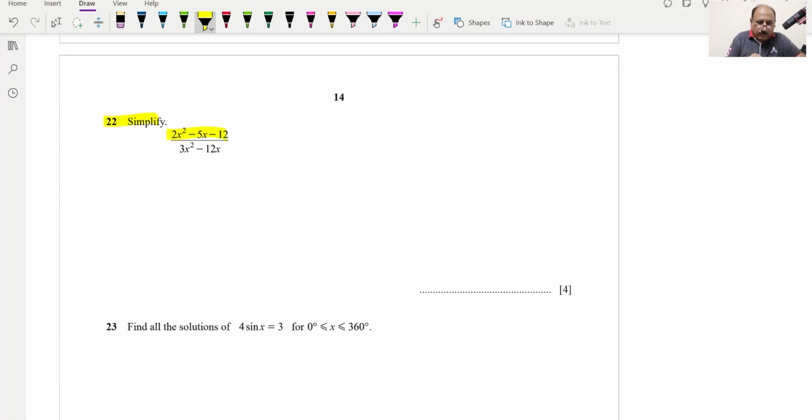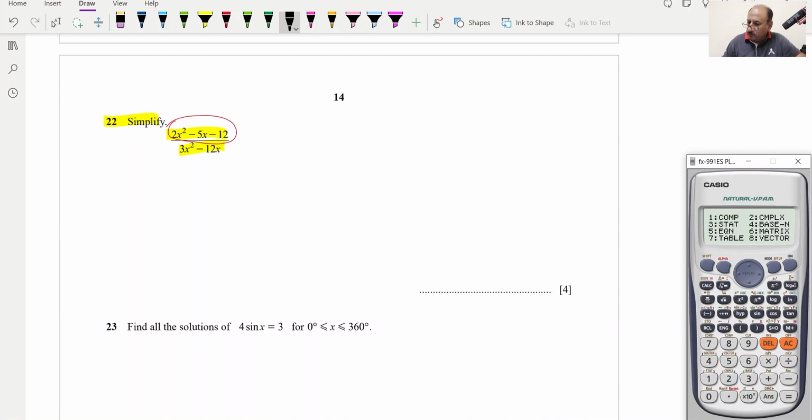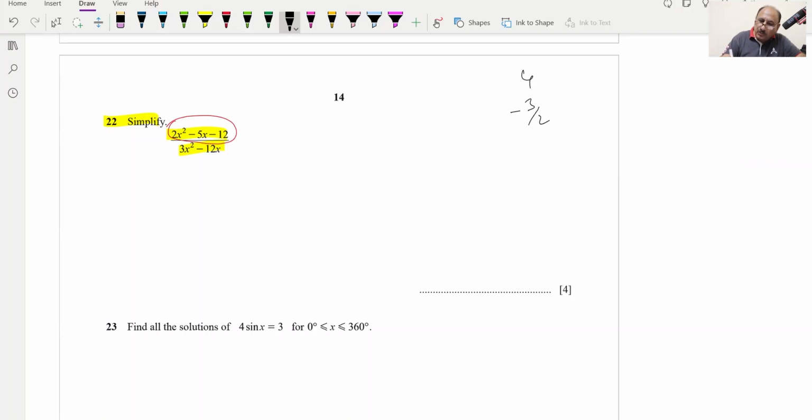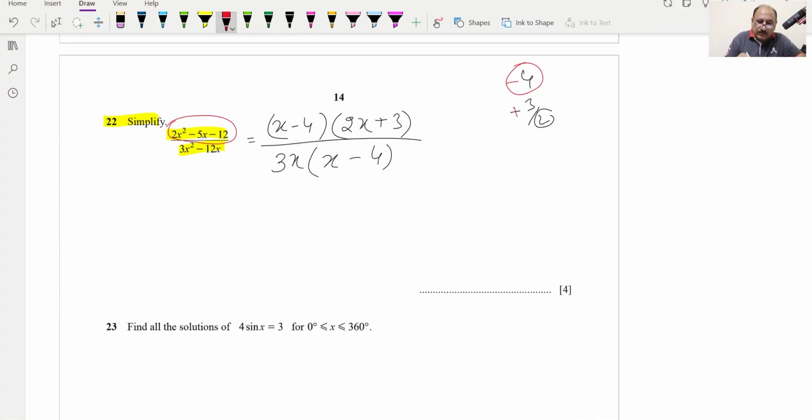Then comes question number 22. Question number 22 says we have to simplify this algebraic expression. First of all, we will factorize this numerator. For factorization we are using calculator mode 5.3, but we are providing the whole working. We are not skipping any step. So the coefficient of x squared is 2, the coefficient of x is minus 5, and the constant value is minus 12, and this gives 4 and minus 3 by 2. So we change sign and utilize these values. When we use 4, we write x minus 4, and for the other value we write 2x plus 3. This will be the factorization. In the denominator, we can take 3x common, so inside will be x minus 4. And what else can we do? We can do cancellation, so this will be cancelled.